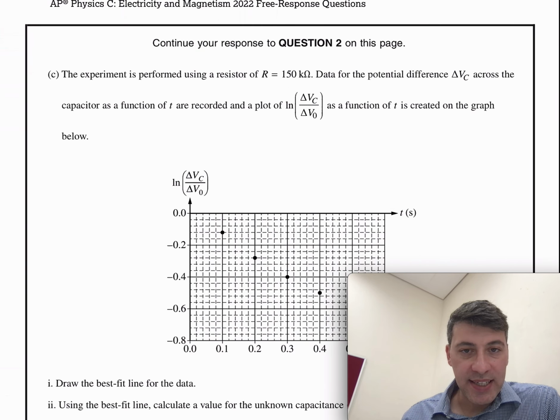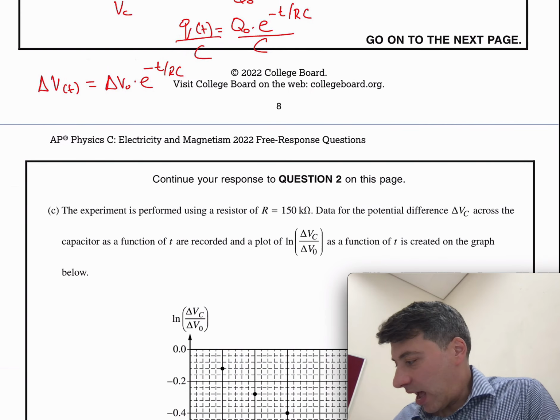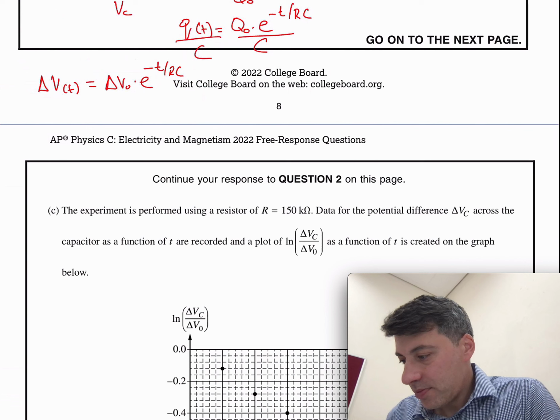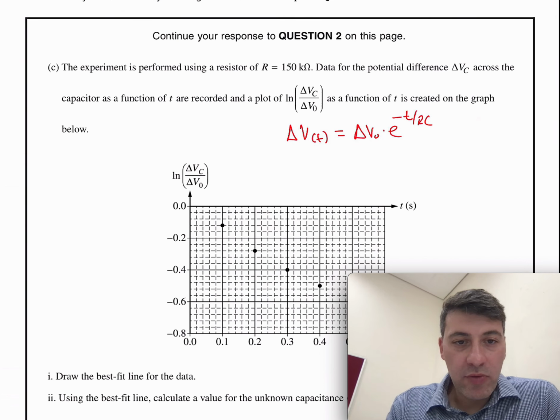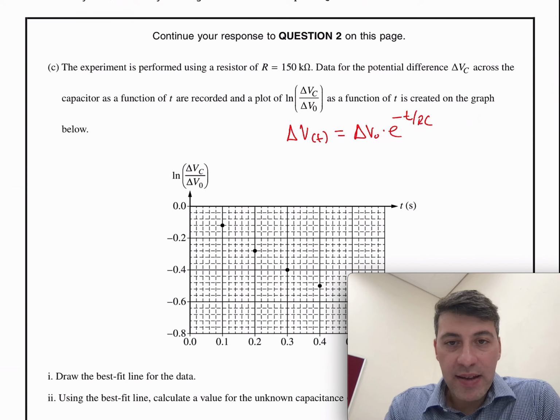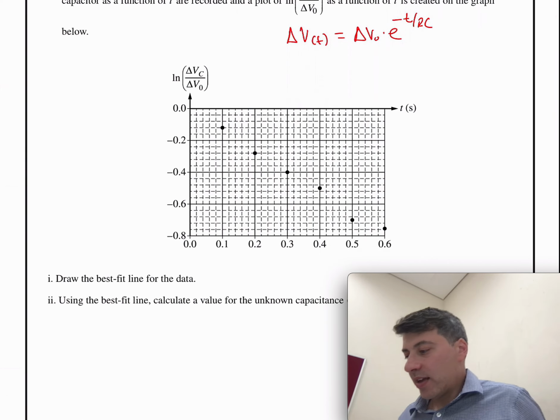We continue to part C, where we have a graph of the ln of delta V over delta V0. I will need to use the equation that I proved before. So let's bring it somewhere here. We have a graph of the ln of delta V over delta V0 with respect to time, and we need to draw the best fit line.